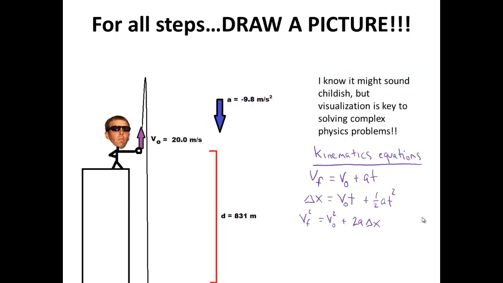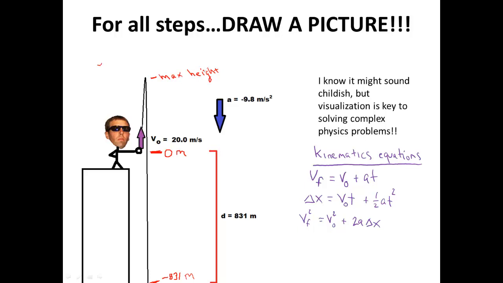The first thing I always recommend for a complex problem such as this is to draw a picture. In this picture I've drawn, I've carefully labeled all of the physical information necessary to solve this problem. I note that the displacement of the ball once it reaches the ground will be negative 831 meters because I choose to set the initial position, the position where Mr. Wilson initially released the golf ball, equal to 0.